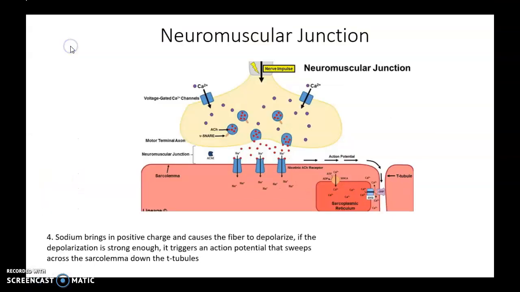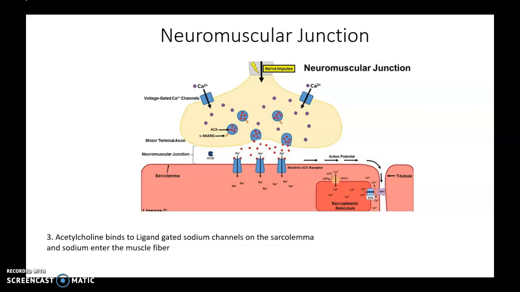We are going to talk about the neuromuscular junction one more time real quick. So let's go back. Here we do see the action potential reach the axon terminal, and that causes the voltage gated calcium channels to open up. Calcium enters the cell. Calcium causes the synaptic vesicles to fuse with the membrane and exocytose acetylcholine into the synaptic cleft.